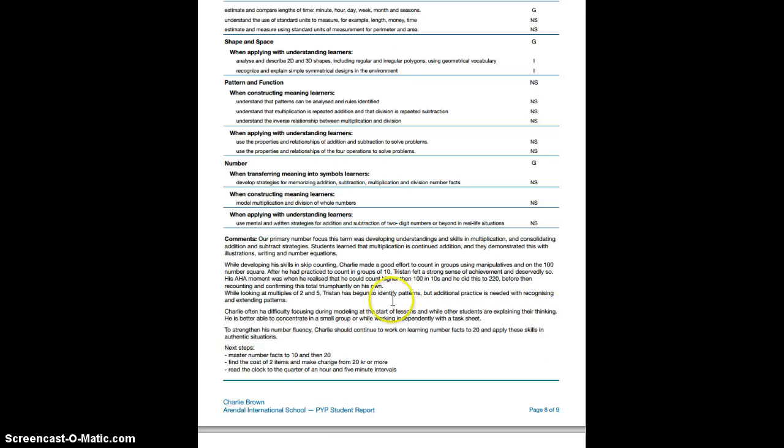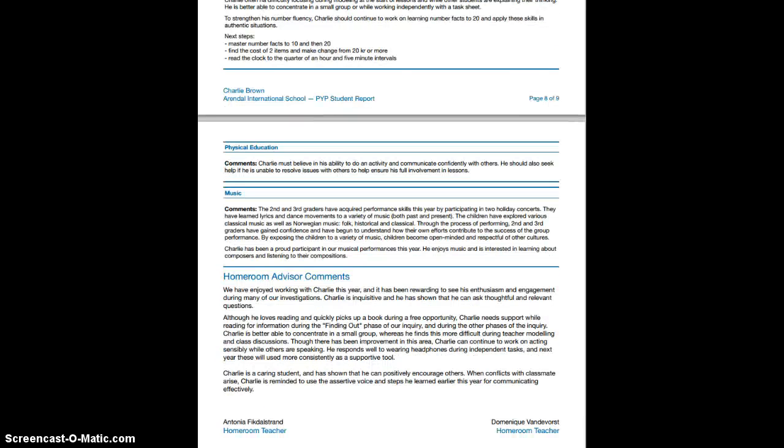Okay, you can see here that there are a number of steps that this class have put in. So he needs to master his number facts for 20 and then to 30 and find the cost of 2 items and make change from 20 kroner or more. This is a couple of progress issues that he can work on, and you should keep an eye out for these as you go through. So you might see the phrase "to make progress I would like to see," and "your next steps" is another phrase that a teacher might use. Alright, let's keep moving down.